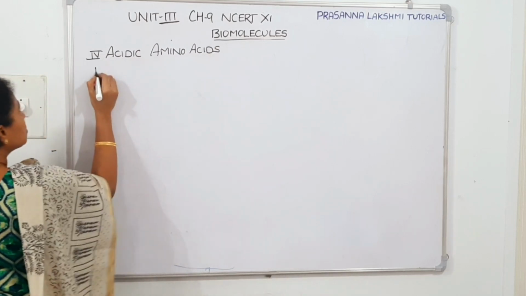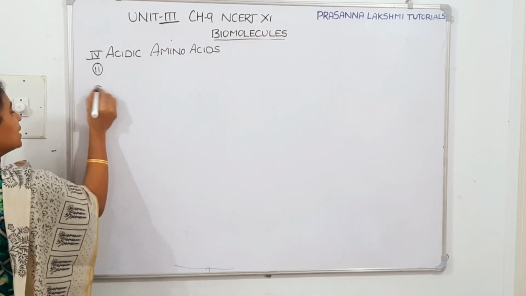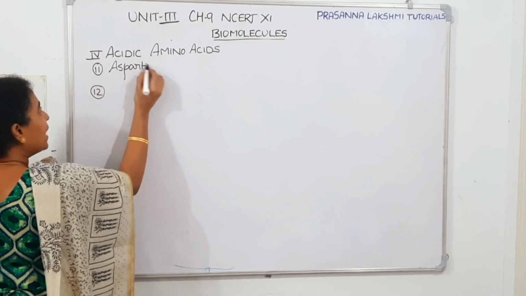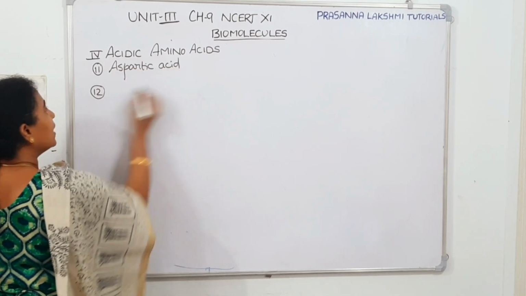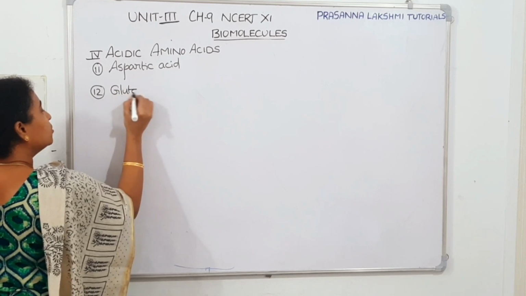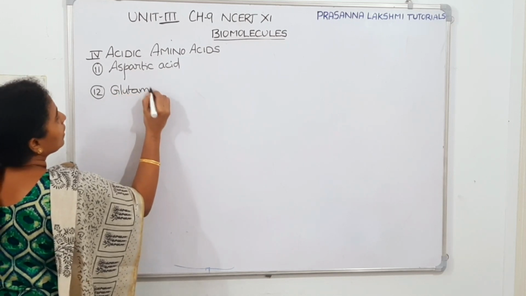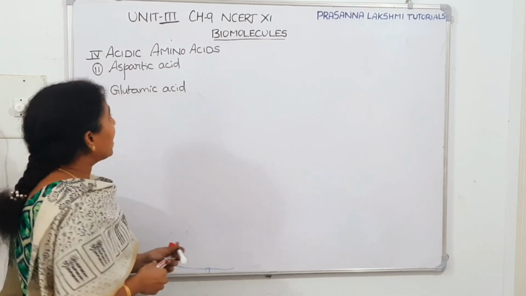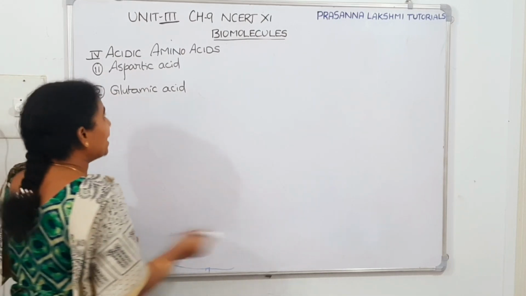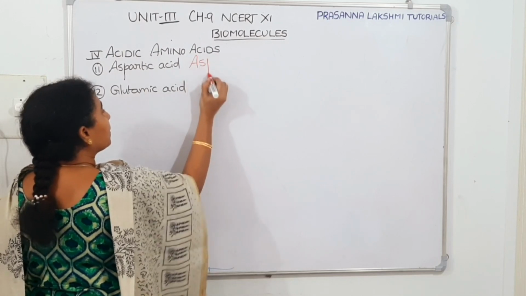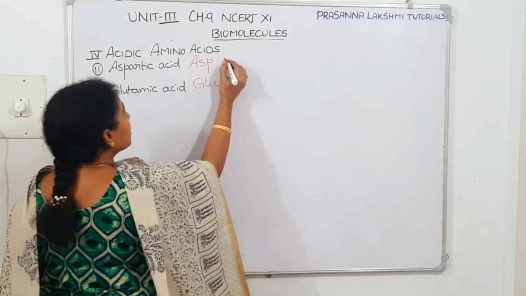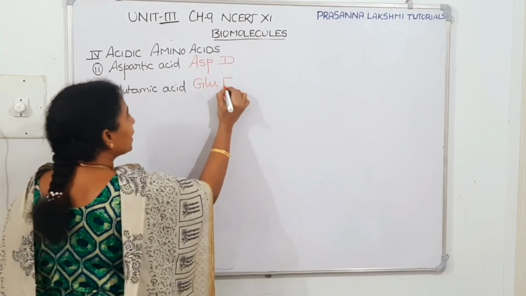I told you, there are 2 acidic amino acids called aspartic acid and the next one, glutamic acid. The 3-letter representation of aspartic acid is ASP, and for glutamic acid, GLU. The single-letter representation will go with D and E.